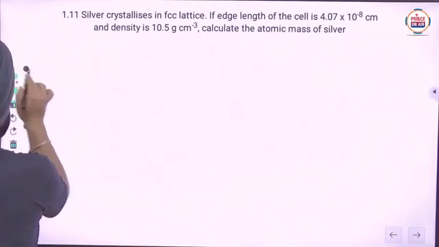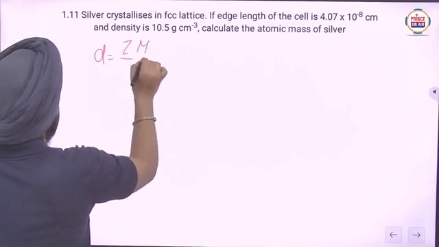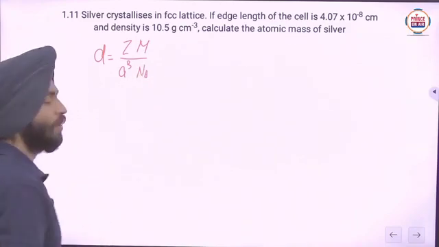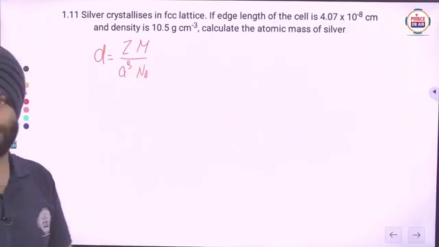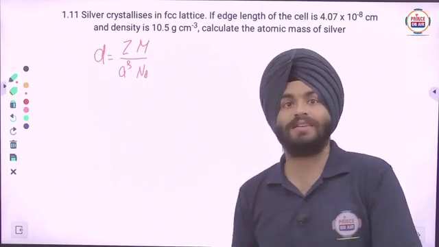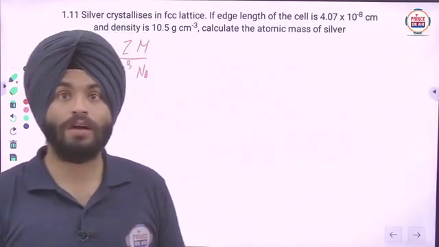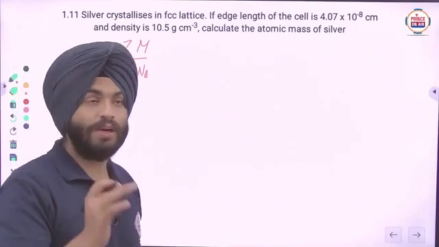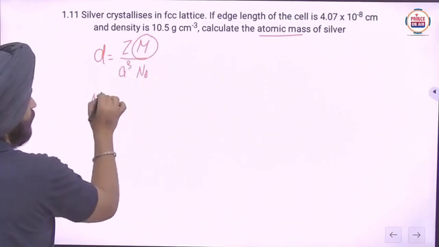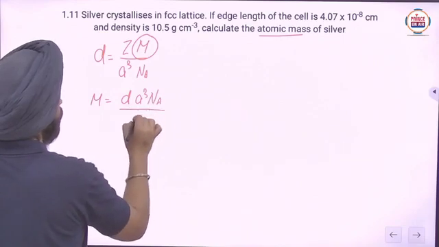All of you know very well, D is equal to ZM upon a cube N A, where D is the density, Z is the number of atoms in a unit cell, M is the molecular mass or atomic mass, a is the edge length, and N A is Avogadro's constant. Here we have to calculate the atomic mass, so M comes out to be D a cube N A upon Z.